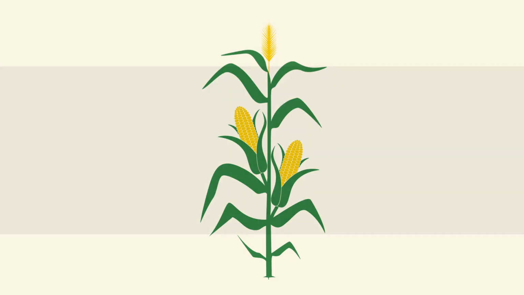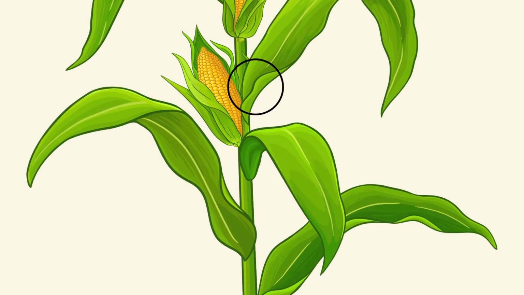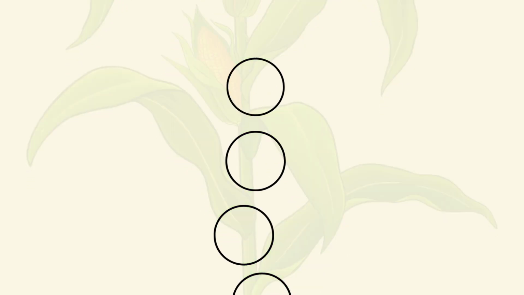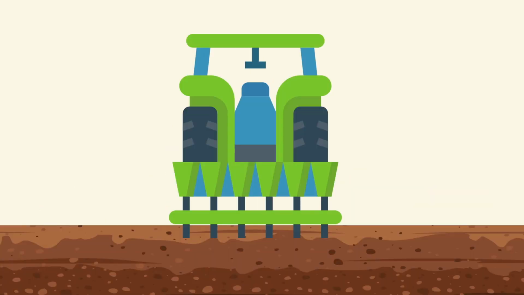What are the stages of corn? The growing stages of corn can be divided into two different phases, the vegetative stage and then the reproductive stage. Within the vegetative stage of corn, it refers to the number of collars present on the plant. The vegetative stage ranges from VE to VT.